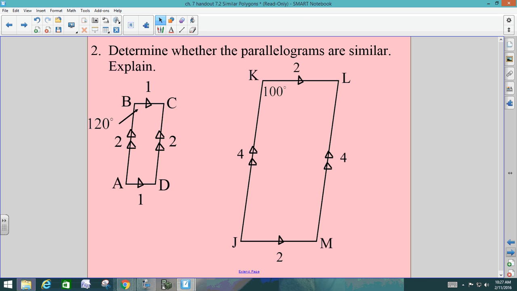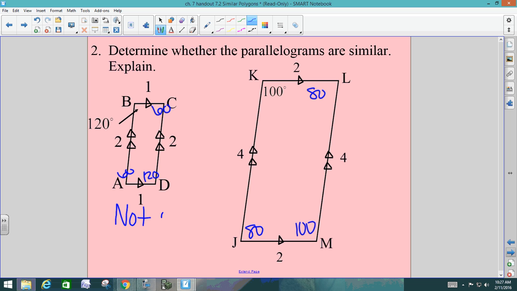Maybe you could find the other angle measures because you guys are geniuses and we just took a test over this. M would have to be 100 and D would have to be 120 because opposite angles are congruent. The consecutive ones, supplementary, so these are 80 and these are 60. So even when you have all four angles, you can still tell they're not congruent. Determine if they're similar. Not similar. Corresponding angles aren't congruent.